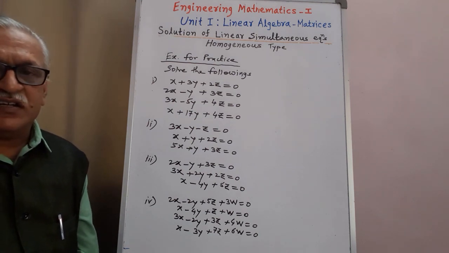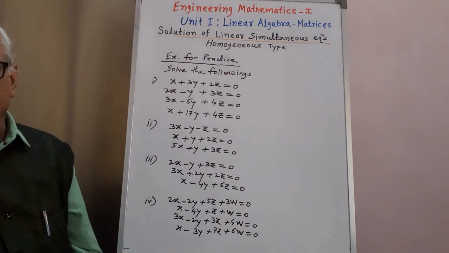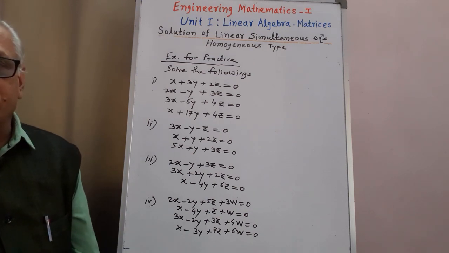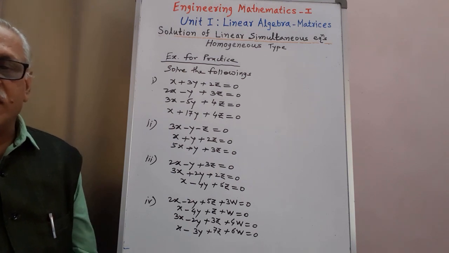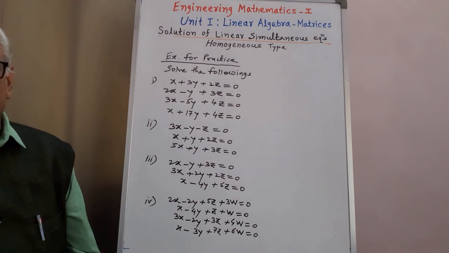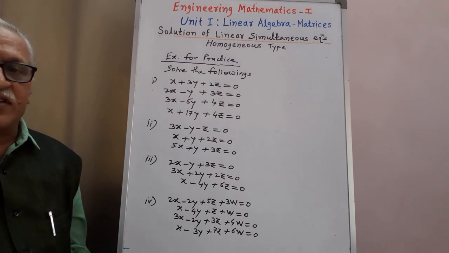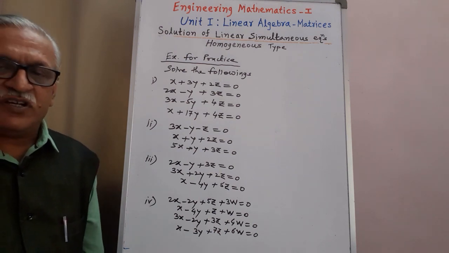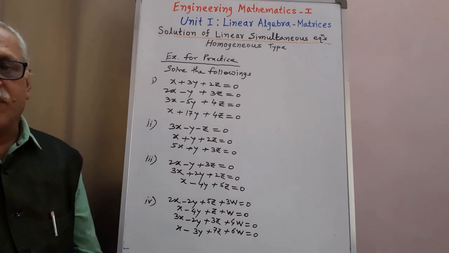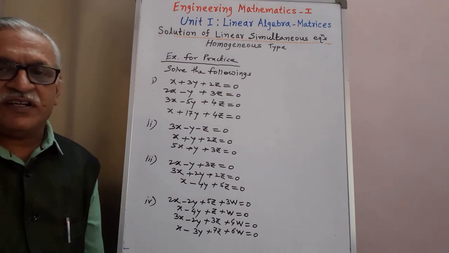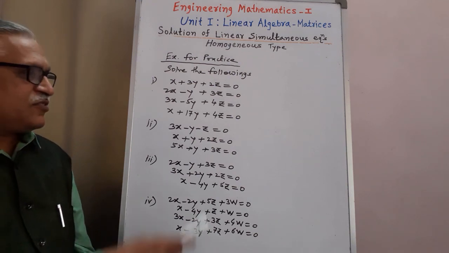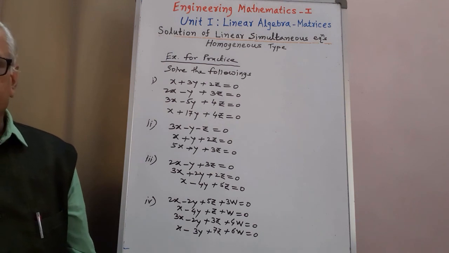Try to get either zero solution or non-zero solution by converting the augmented matrix to its canonical form and then finding the rank of A and the rank of the augmented matrix. If those 2 ranks are equal and equal to the number of unknowns, we get a unique solution. If ranks are equal but less than the number of unknowns, in that case we get an infinite number of solutions. Therefore, try to complete all these examples.